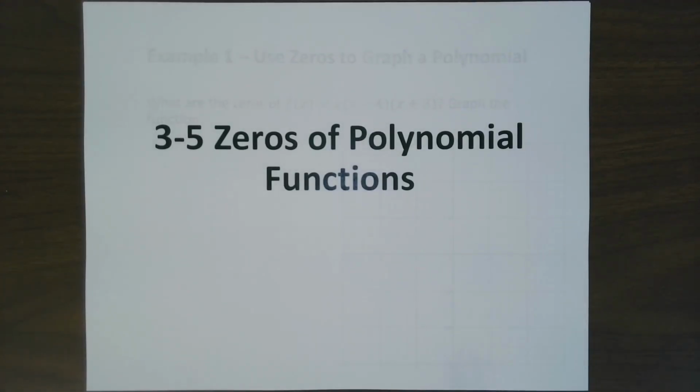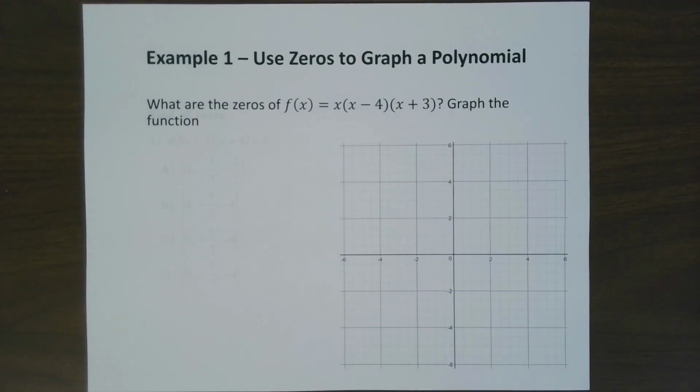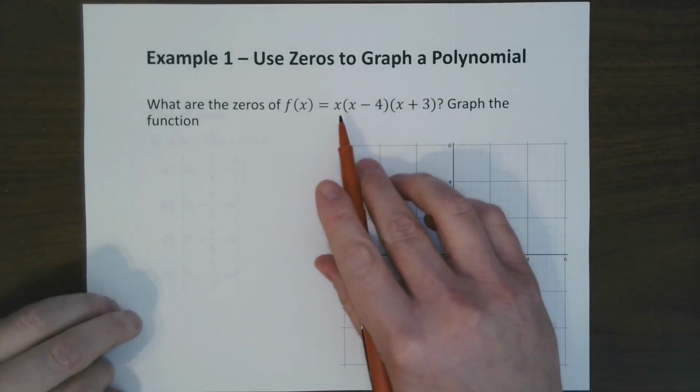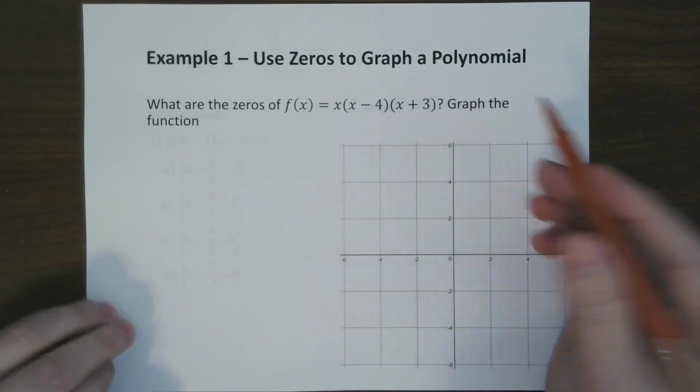Hi, today's lesson is on the zeros of polynomial functions. Our first thing we're going to do is use the zeros to graph a polynomial. So we're going to use this and our knowledge of end behavior to go ahead and graph this. To find the zeros, we just do the opposite of these.